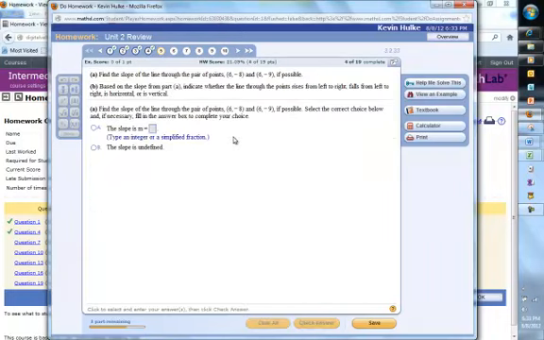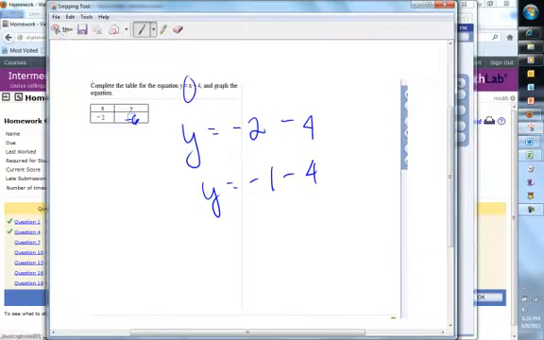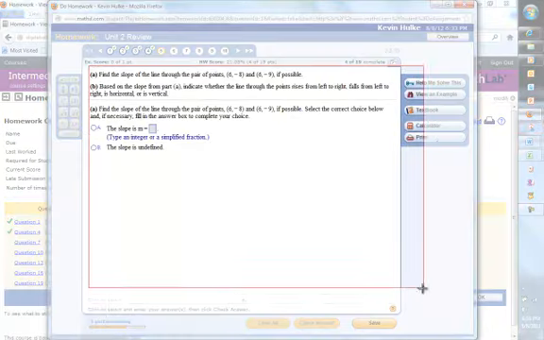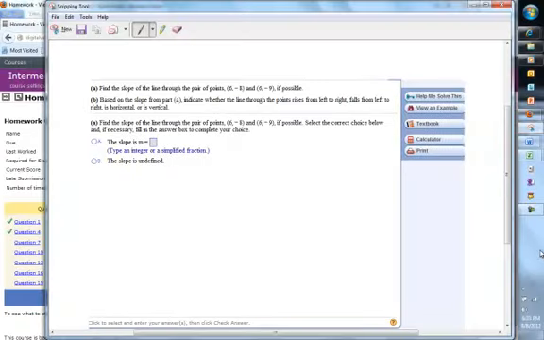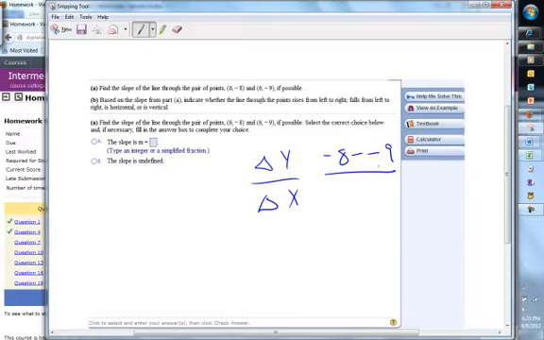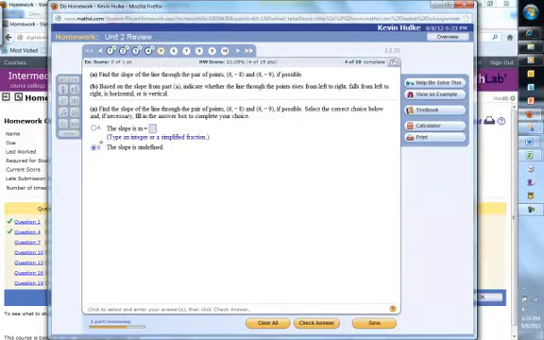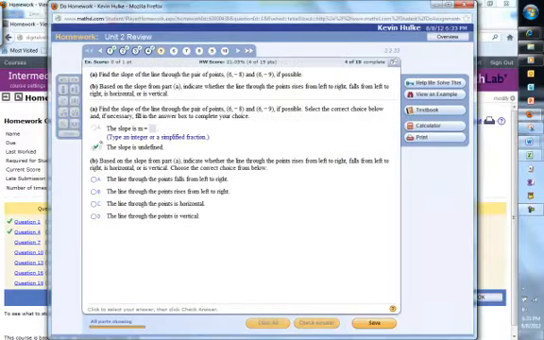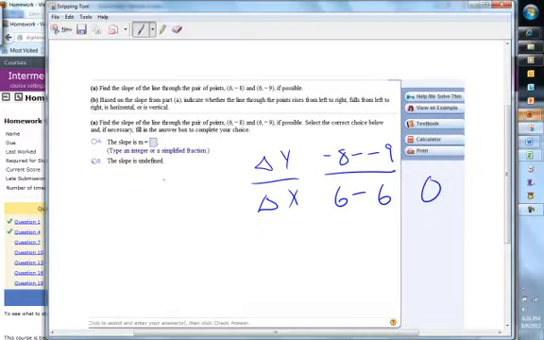Number 5. Find the slope of the line through this pair of points. Slope is change in y over change in x. Y goes from -8 to -9. X goes from 6 to 6. The denominator is 0. If the denominator is 0, it's undefined slope. In other words, it's a straight up and down line. Okay, let's try this one.